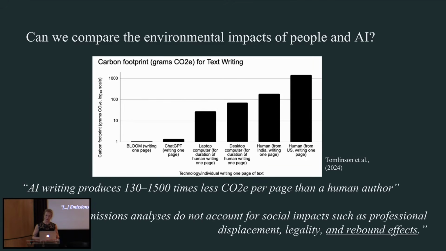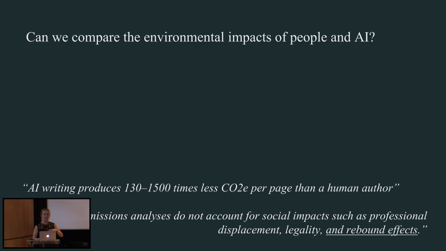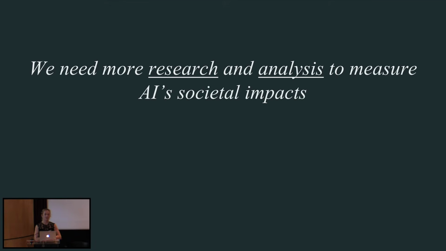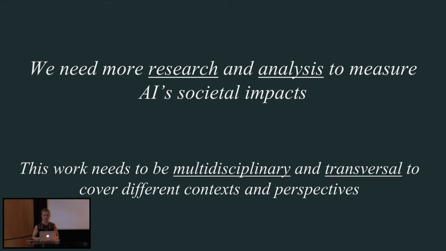And so my response to can we compare the environmental impacts of people and AI is no, we cannot. We should stop trying, and essentially you can't compare humans and machines. And so essentially for me the bottom line is that we need more research and analysis to measure societal impacts. We have certain data points from Google on one hand and this study on the other, but it's really not enough to have a better idea of how AI is impacting society.